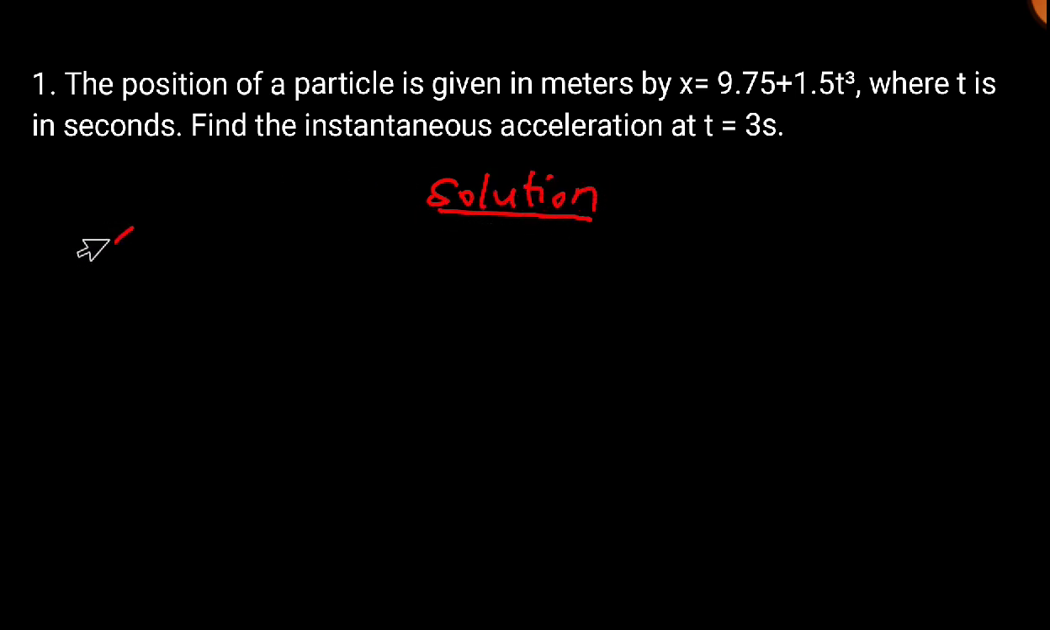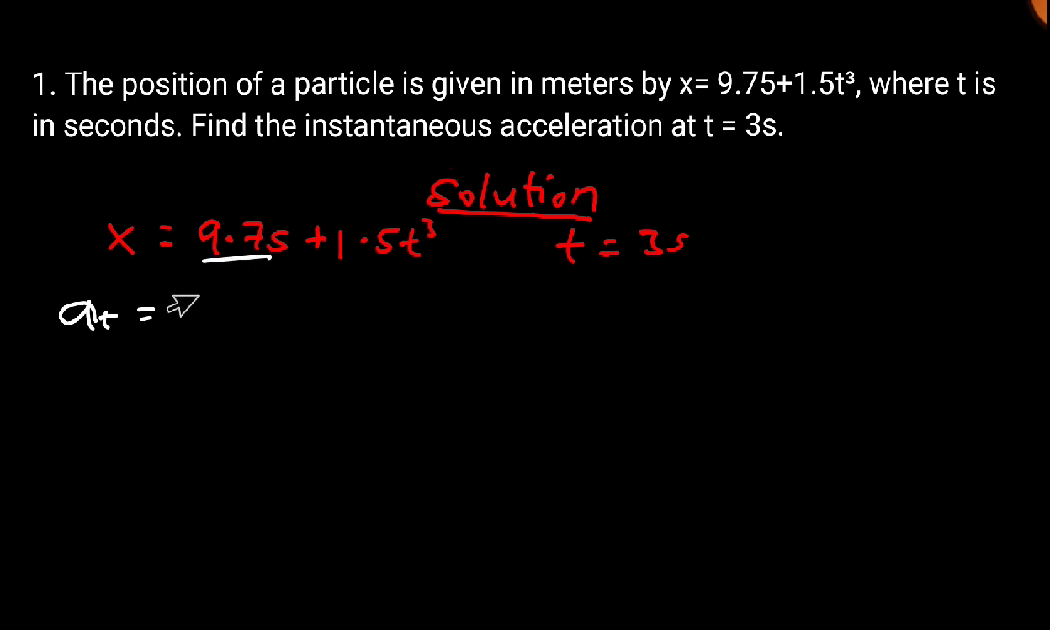So the equation of the position we're given is x equals 9.75 plus 1.5 t cubed, and the time is 3 seconds. Now, to get the instantaneous acceleration, we're going to find the second derivative of this position. So we're going to differentiate this position with respect to t twice. Let's first start with the first derivative, dx/dt.